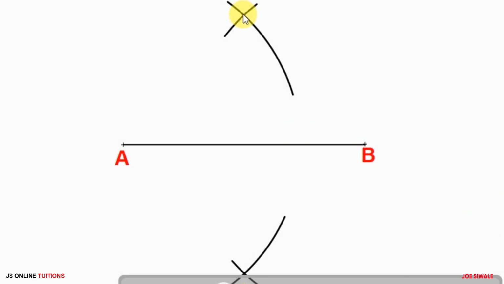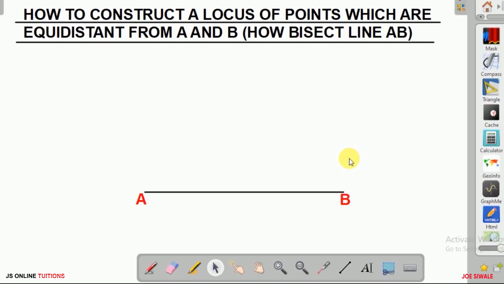Then after you do that, you're going to draw a line that passes through the 2 arcs. That means that you have drawn a locus of points which are equidistant from A and B, or you have bisected that line. So let us get our compass and measure more than half of line AB.